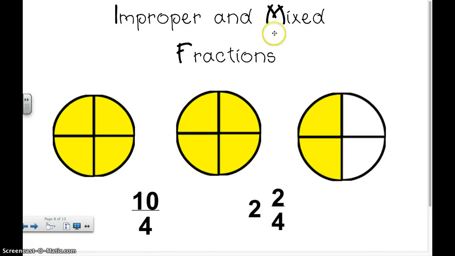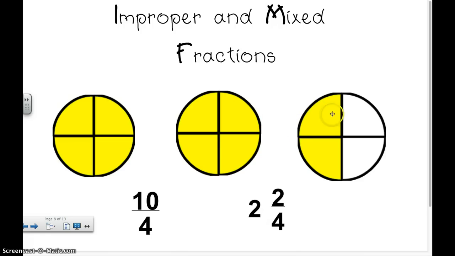So, here are the improper and mixed fractions. It's not how many I have shaded in that is my denominator. My denominator is how many one of these is split into. My denominator is not going to be 10. My denominator is not going to be 12. My denominator is how many only one of these is split into.